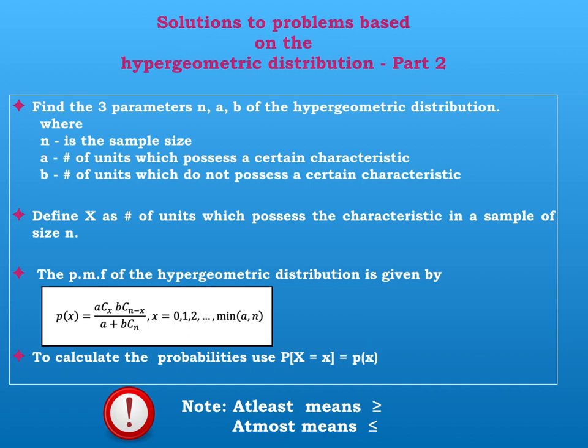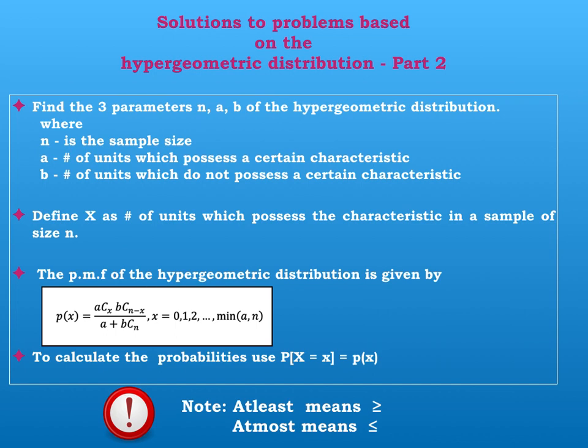So first we need to identify the 3 parameters n, A and B of the hypergeometric distribution. So what is n? n is the size of the sample or the sample size. A stands for the number of units which possess a certain characteristic, and B denotes the number of units which do not possess the certain characteristic.